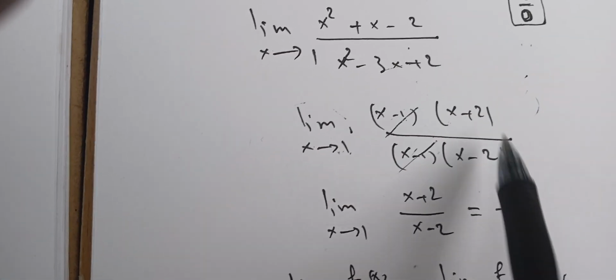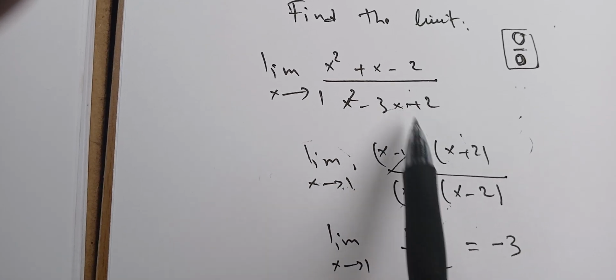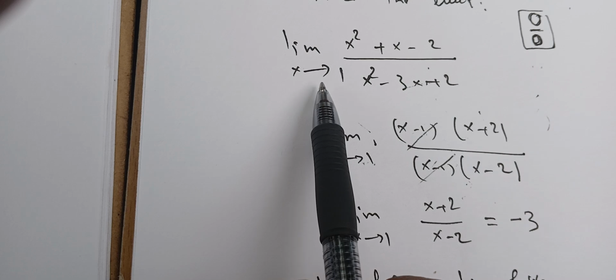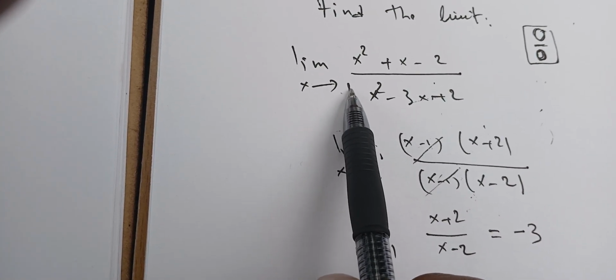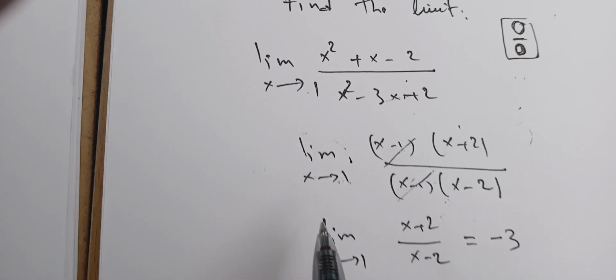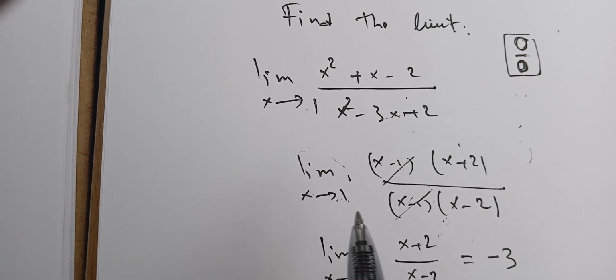But rewriting the function is another way. There are many techniques. Sometimes we just change the variable here. Instead of taking x to 1, we can change the variable and find the limit. So there are many techniques. We're going to see more in the coming videos.